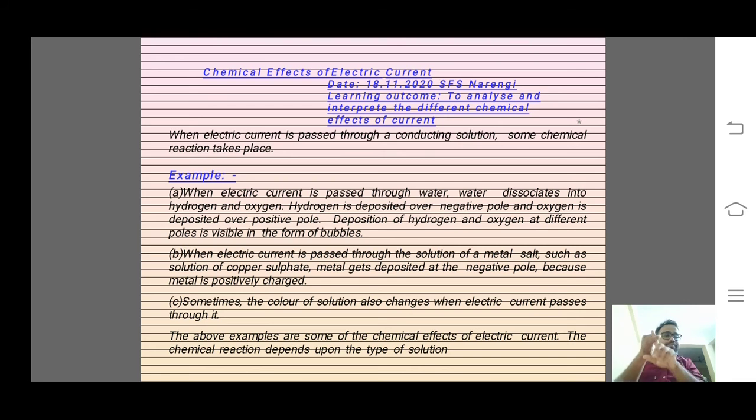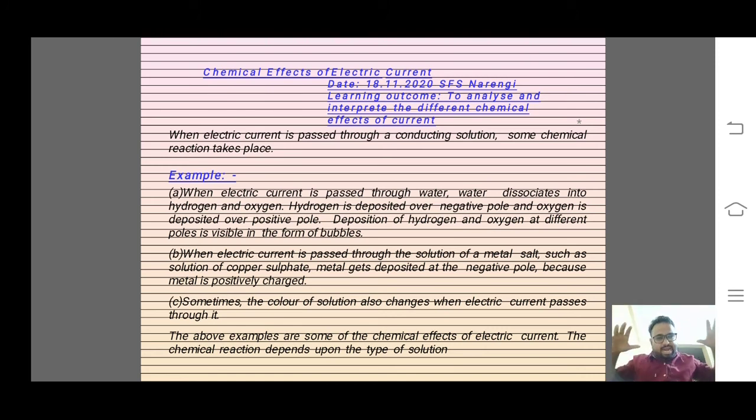That can be a chemical effect, that can be a magnetic effect, that can be a heating effect. Suppose current is passed through a battery and then the bulb is glowing. How is the bulb glowing? The bulb is glowing because the filament is getting heated, which means this is a heating effect of electric current, which means electric current passed through the circuit heats up the filament so that the bulb glows. That is a heating effect of electric current.